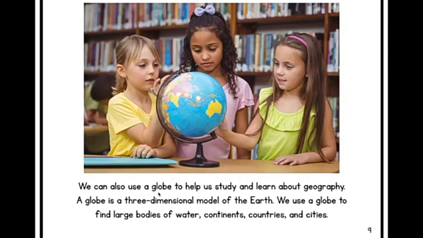We can also use a globe to help us study and learn about geography. A globe is a three-dimensional model of the Earth, 3D, like a sphere. We use a globe to find large bodies of water, continents, countries, and cities. So a globe is shaped like a sphere. The blue parts are the water, the salt water, or the ocean. And the different colored parts, this is land. Like this right here is Australia, here is China, and if you follow, Malaysia's right in here. So we have a paper flat map in our room, but this is a globe.